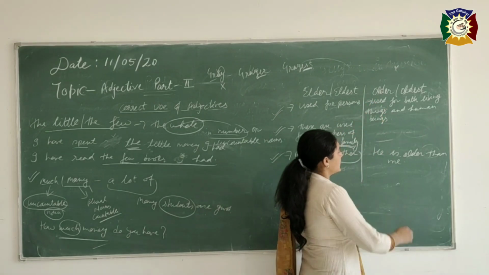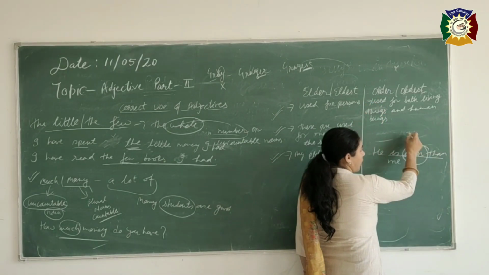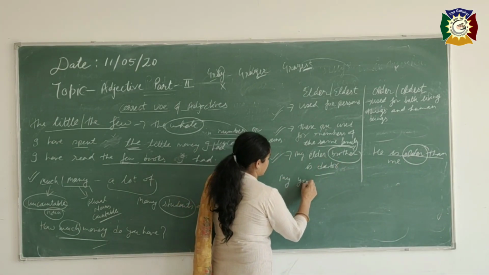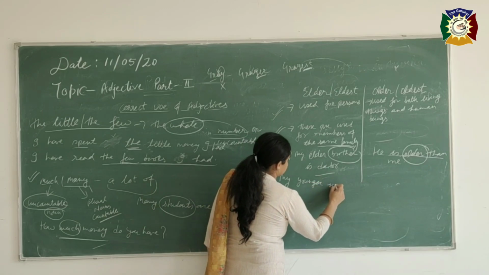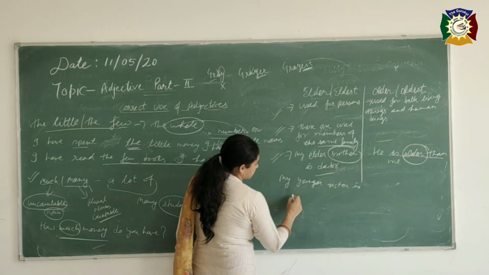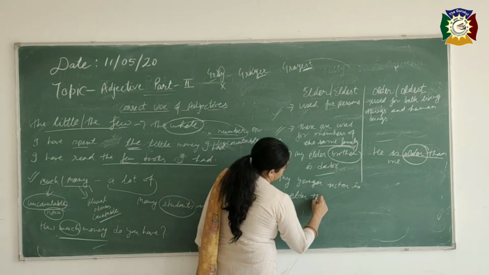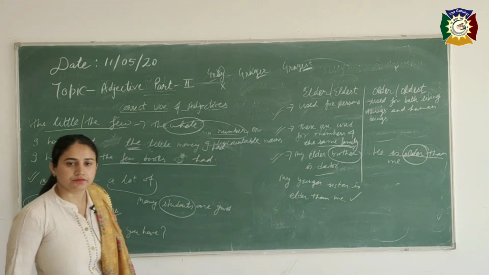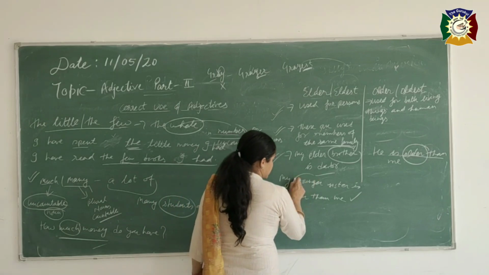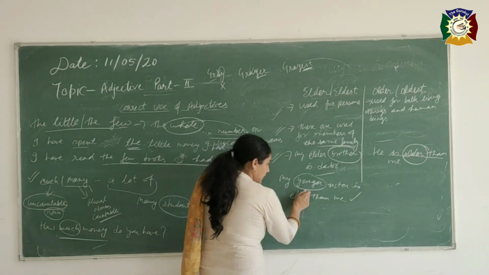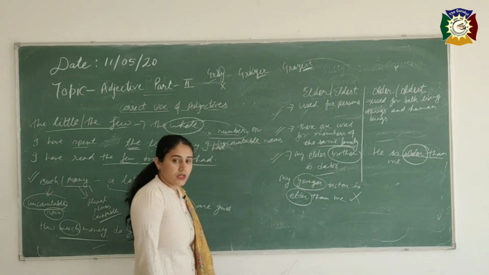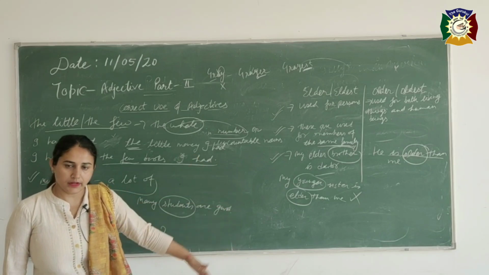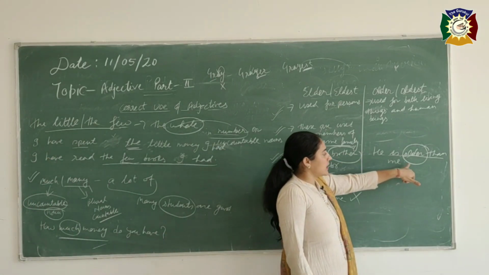Now, older, oldest. He is older than me. Suppose I write, my younger sister is elder than me. Is this sentence correct or wrong? You are saying my younger sister, so how can she be elder than you? You have to be very careful while writing sentences. You are elder than your younger sister. And older, oldest you can use with anyone else.